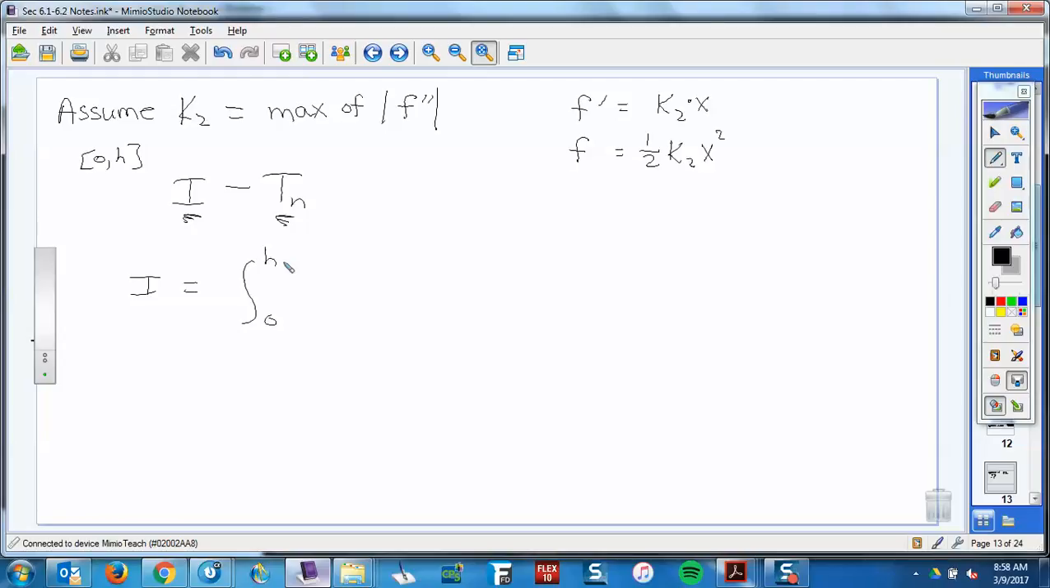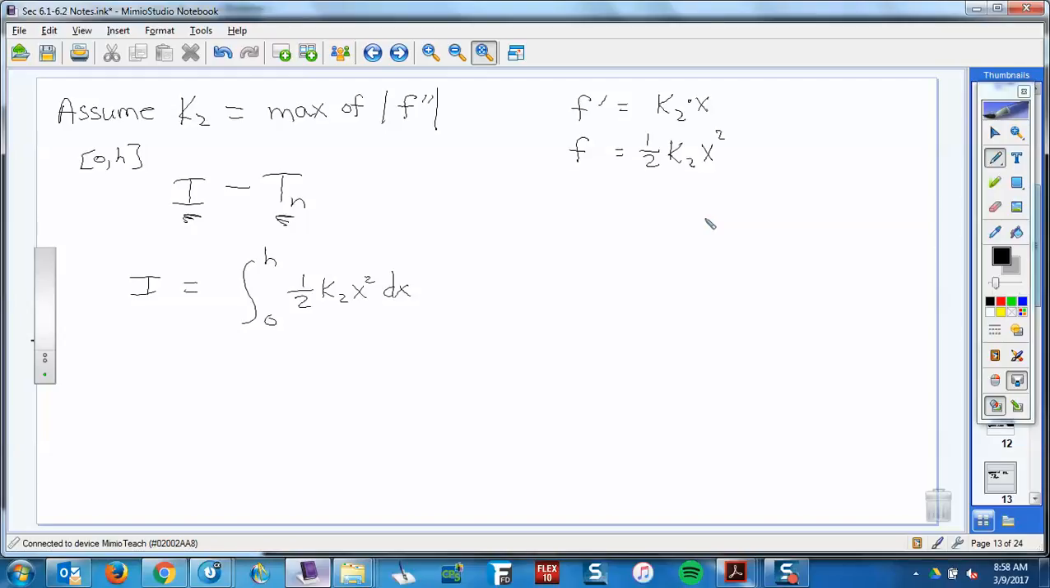That's 1 subinterval. Okay, and then I'm going to do 1/2 K2 x squared, right? So that's going to be the exact area under this function, where K2 is my second derivative. Think about what I'm doing here now. I'm saying that this function f is going to have K2 as its second derivative the whole time, right?